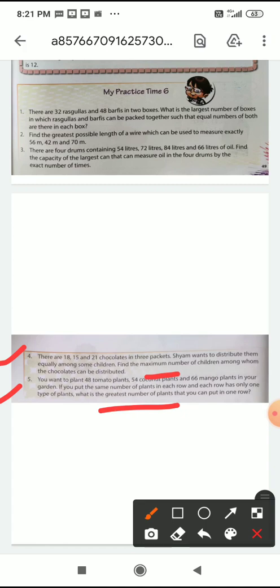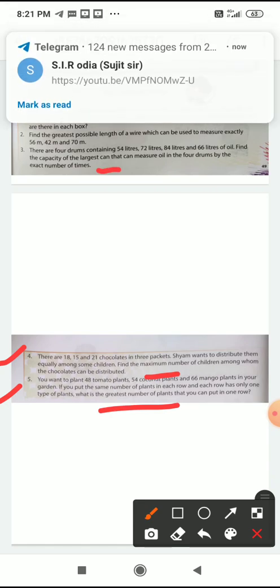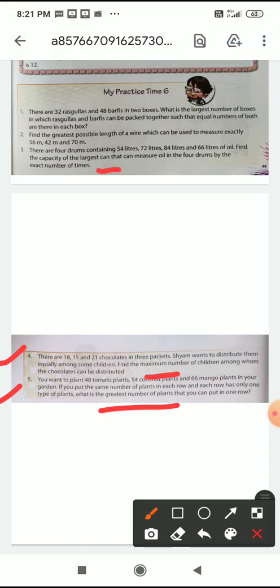So children, here you mark that all the questions have greatest number, maximum number. Here also you see largest. So wherever we see largest number or maximum number, there we find out the HCF only. Clear? These are the 5 questions.